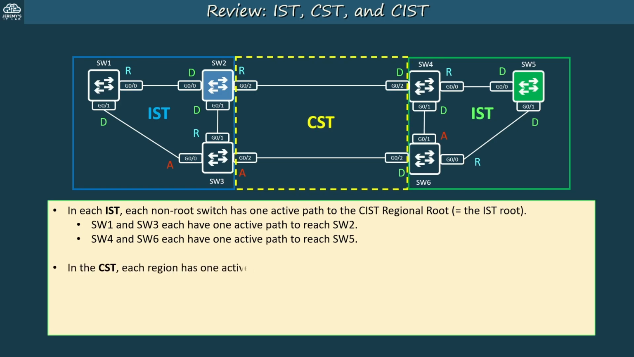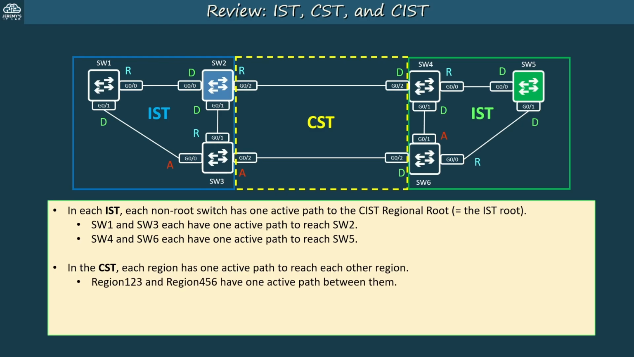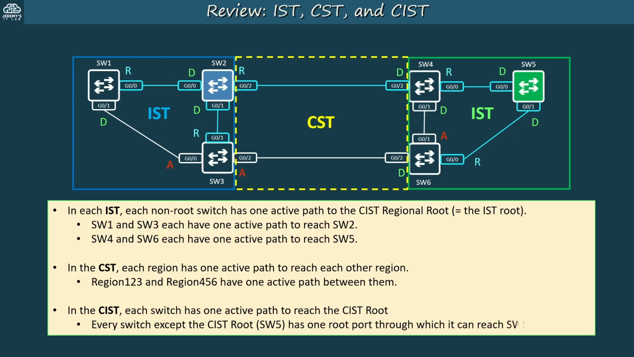Then in the CST, each region has one active path to reach each other region. In our example network, Region 123 and Region 456 have one active path between them, the connection between switch 2 and switch 4. Then the ISTs and CST combine to make the CIST. In the CIST, each switch has one active path to reach the CIST route. In our network, every switch except the CIST route, switch 5, has one route port through which it can reach switch 5. So although each IST is a distinct spanning tree, and so is the CST, they combine to form a coherent whole in the CIST.